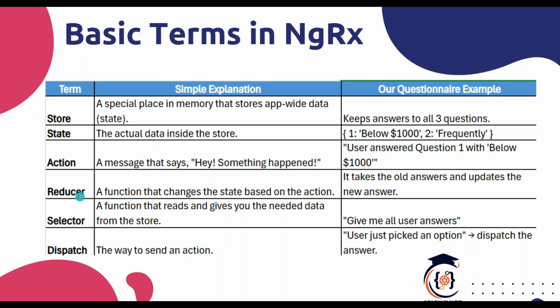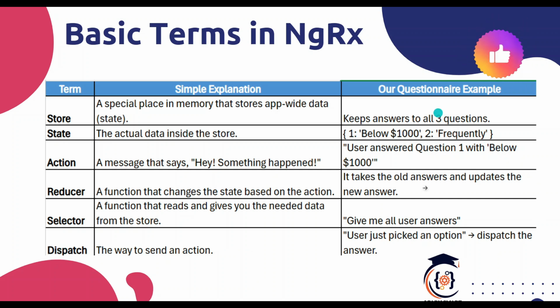It is what the reducers work. What is a selector? Let's say you present data to the user. You need to read what the user has selected, right? So reading from the store of your data is called a selector. Dispatch is another concept that comes along with the action. Basically, dispatch is nothing but a way of sending an action.